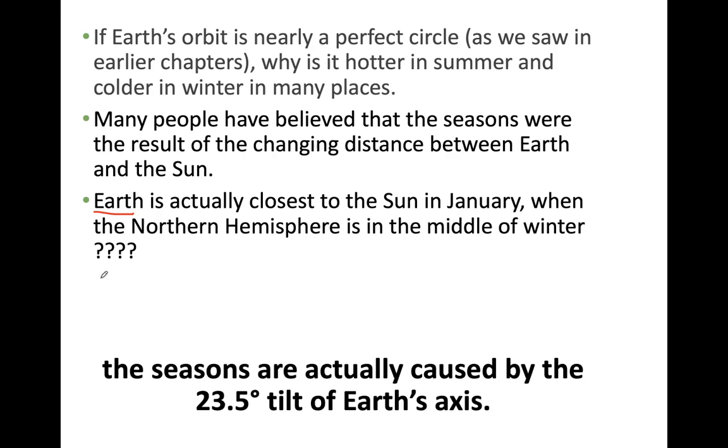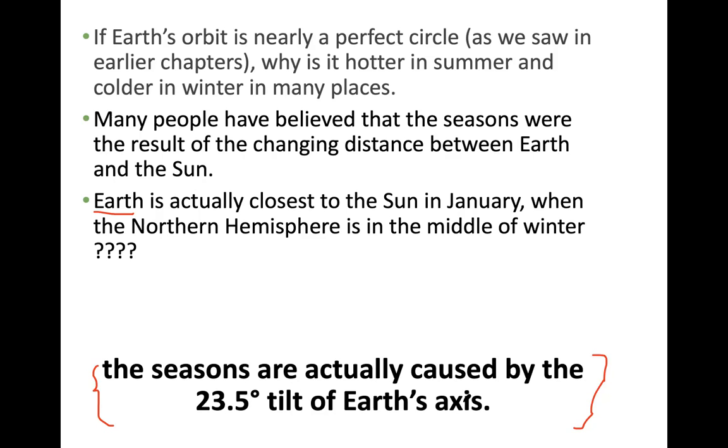Now, I have highlighted right here the actual reason for having different seasons: the tilt of the Earth's axis. So make sure that you get this point, right? The seasons are actually caused by the tilt of Earth's axis. Remember, last week we talked about this. There is a 23.5-degree tilt of Earth's axis, and that tilt makes these changes of seasons. So that is the primary reason for having different seasons.